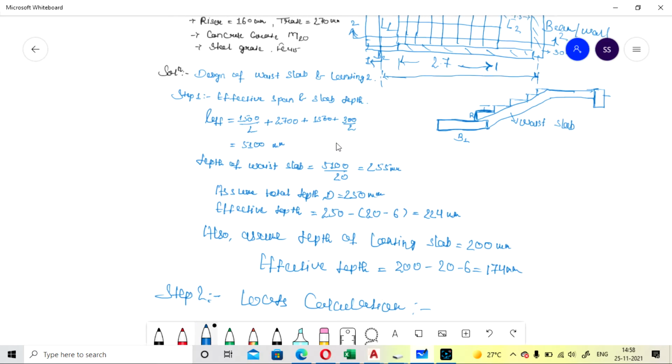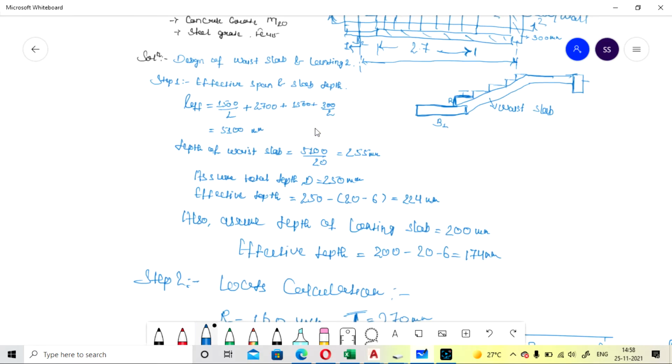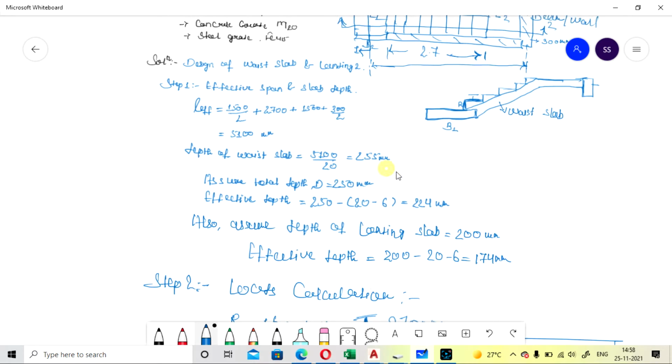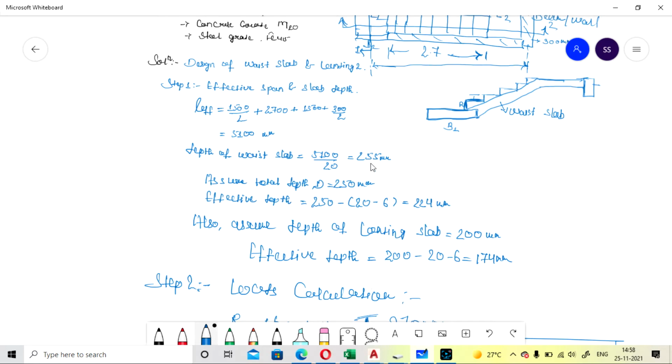So from this we can find the depth of the waist slab, that is L by 20 for simply supported. So our depth will come as 255. We are going to assume the total depth as 250. You can take it more than that, 270, 280, whatever you want, but I am going to consider this value.